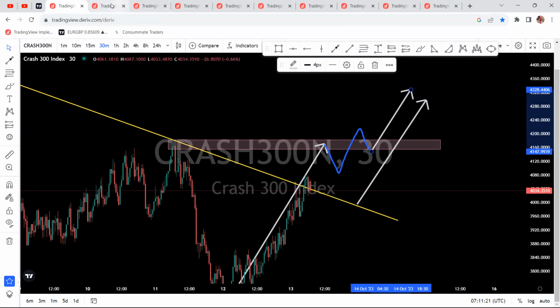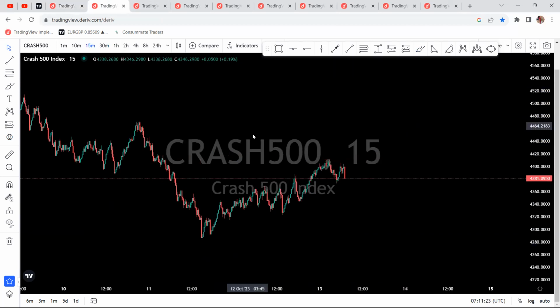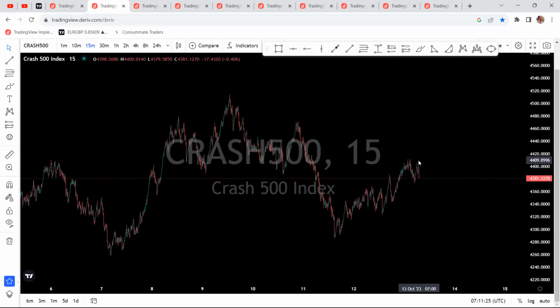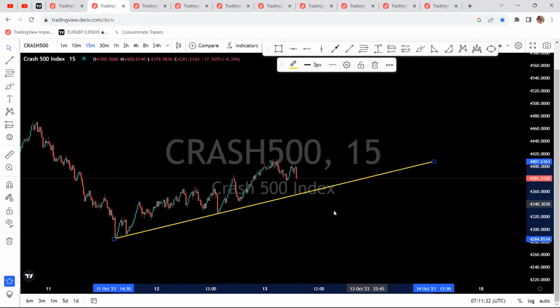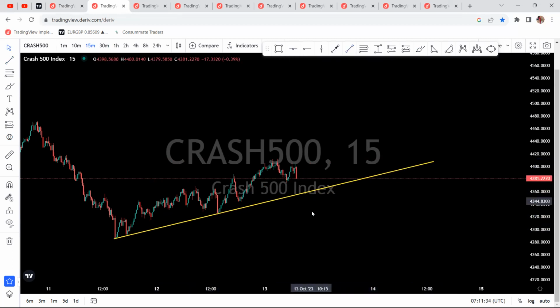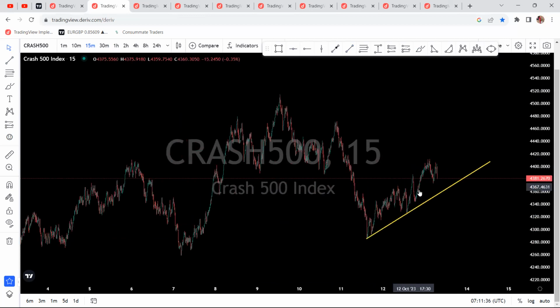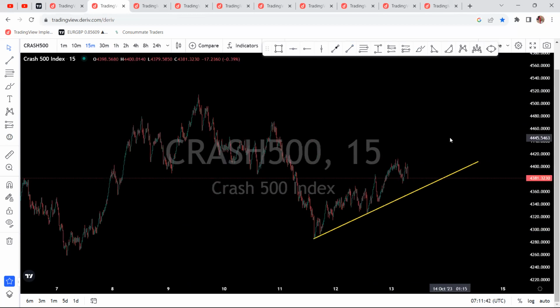Okay, so let's look at Crash 500. Yesterday we were on Crash 500. My major concern is if this market will do a nice thing by coming down to break this kind of trend line. That will be my final observation, that this market should drop more down. If not, obviously we can see the market still pushing up.